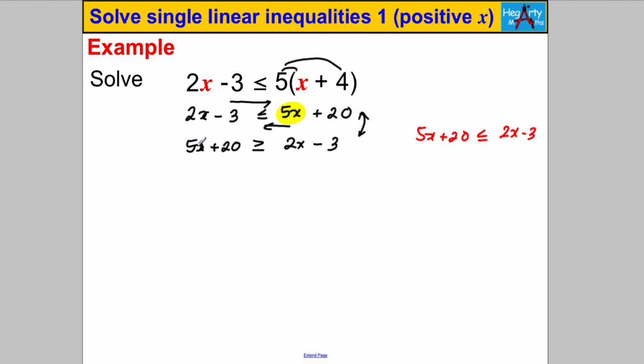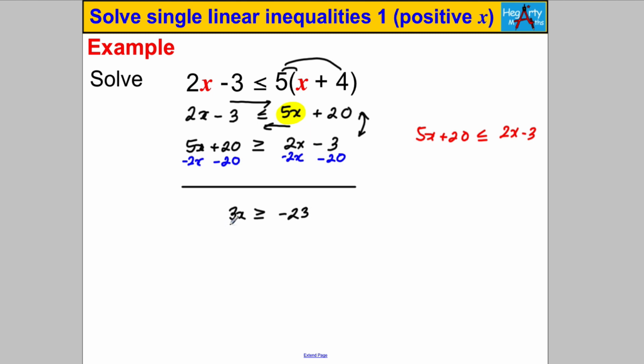Because I've got more x's over here now, I'm going to use the balance method to isolate x on the left hand side. I'm going to subtract 2x off both sides. I'm also going to subtract this 20 off both sides, and I'm going to tidy it up and see what I get. Well, 5x subtract 2x is going to equal 3x, and then 20 take away 20 is nothing. It's bigger than or equal to 2x subtract 2x is nothing. Negative 3 take away another 20 is negative 23.